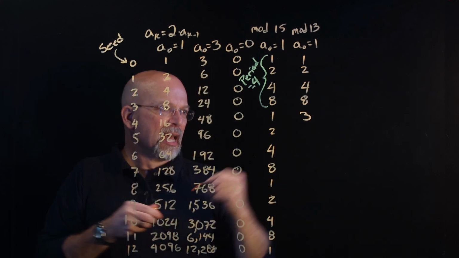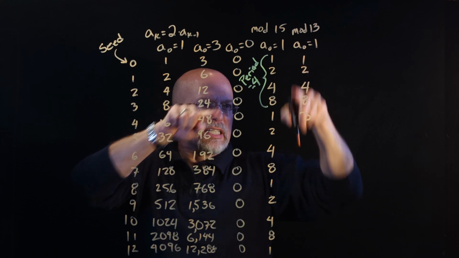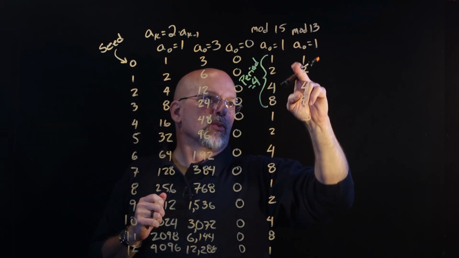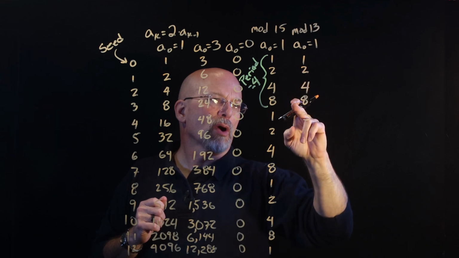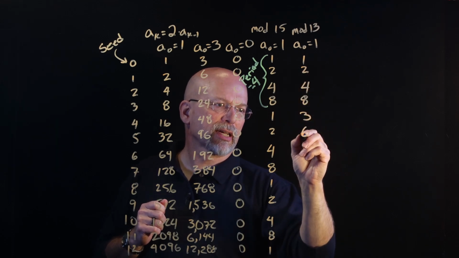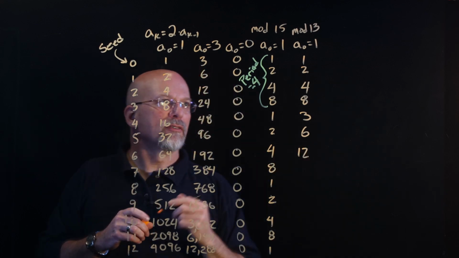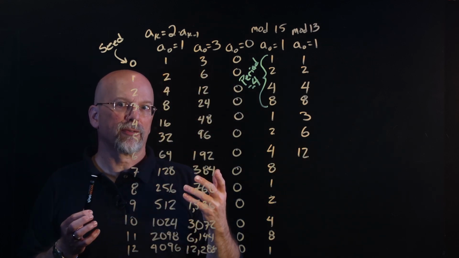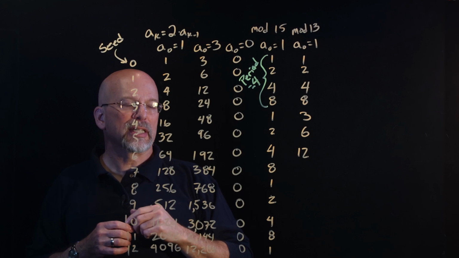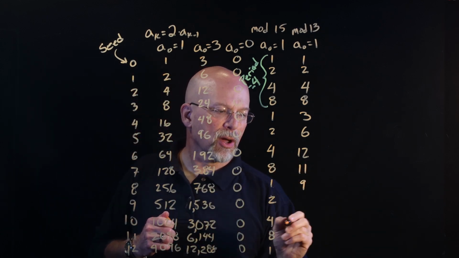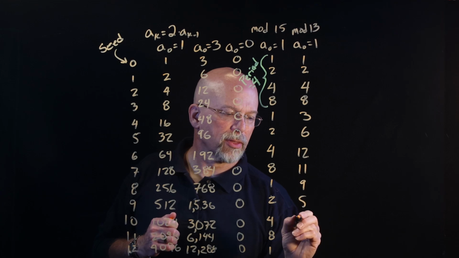All right, and then, so we didn't cycle because we have that different limit. So let's do 1, 2, 4, 8, 3, and then we have 6, and then we have 12. Now 12 times 2 is 24. Mod 13, however, is 11. And we keep going. Our sequence looks like this.